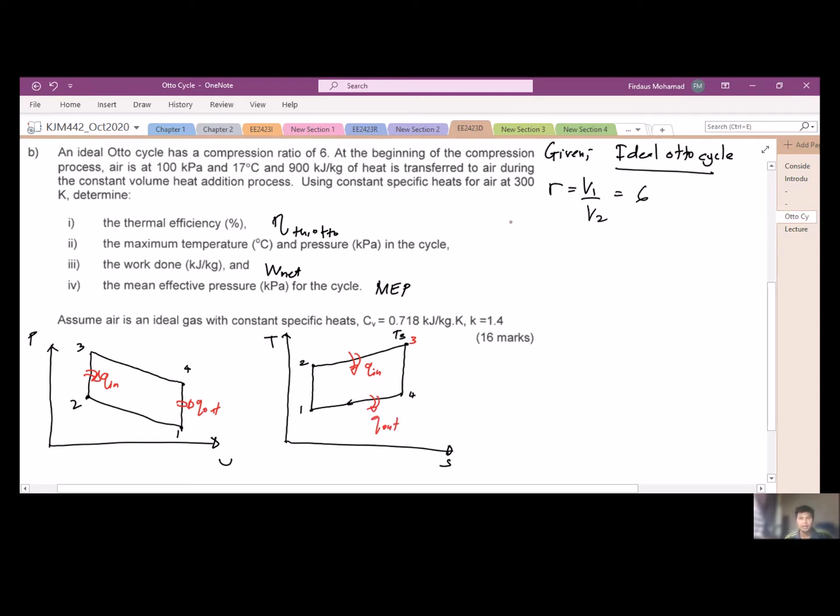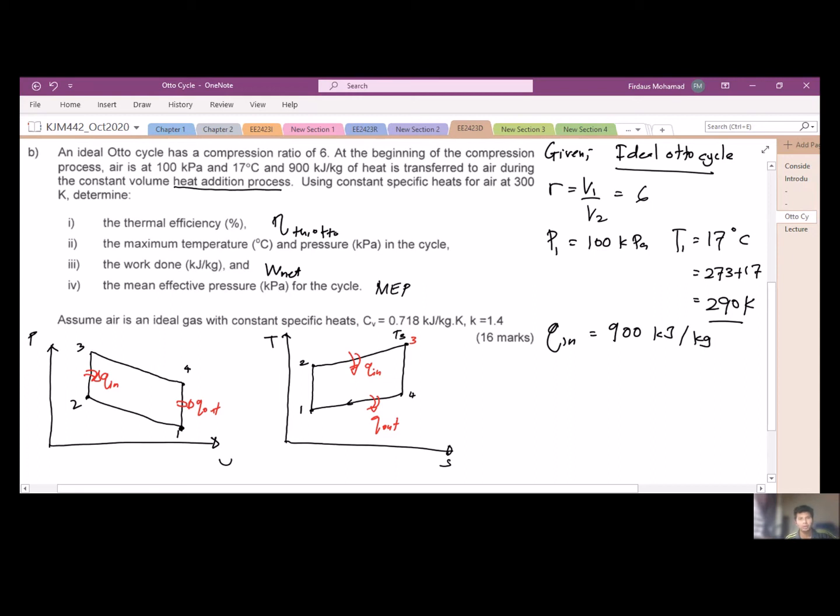Okay, so at the beginning of the compression process, where is the beginning of the compression process? This is the beginning, which is P1 is 100 kilopascal, and then T1 is 17 degree C, or 273 plus 17, equal to 290 Kelvin. And then 900 kilojoule per kilogram of heat is transferred to air during the constant volume heat addition process. What is this? This refers to Q in, because it is a heat addition process. Q in equal to 900 kilojoule per kilogram.